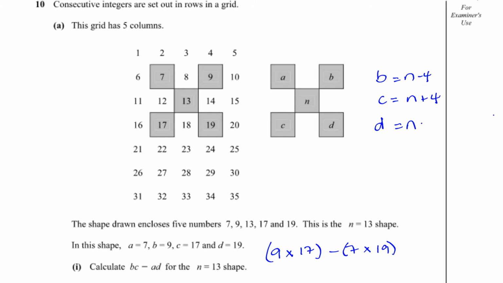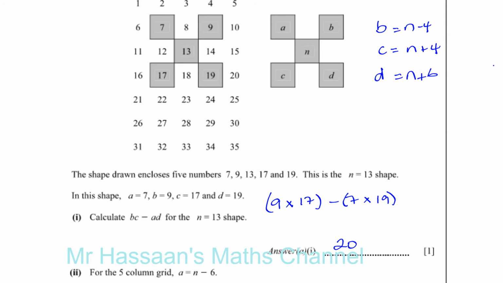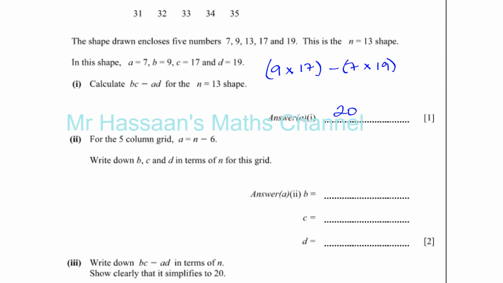I wrote it up there because we can see the grid. So B equals n minus 4, C was n plus 4, and D was n plus 6. Okay, just make sure in case I made a mistake: minus 4, plus 4, plus 6. Right. Okay, so that's part 2 done.